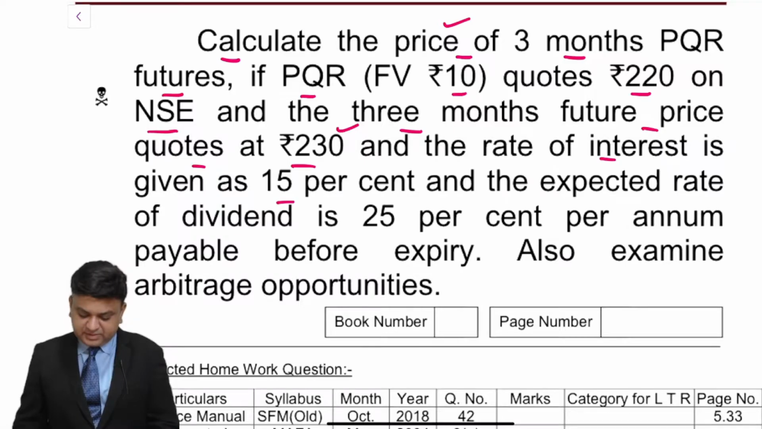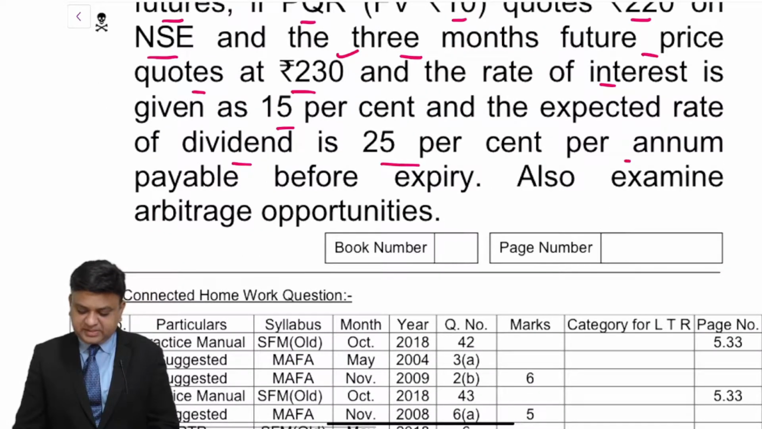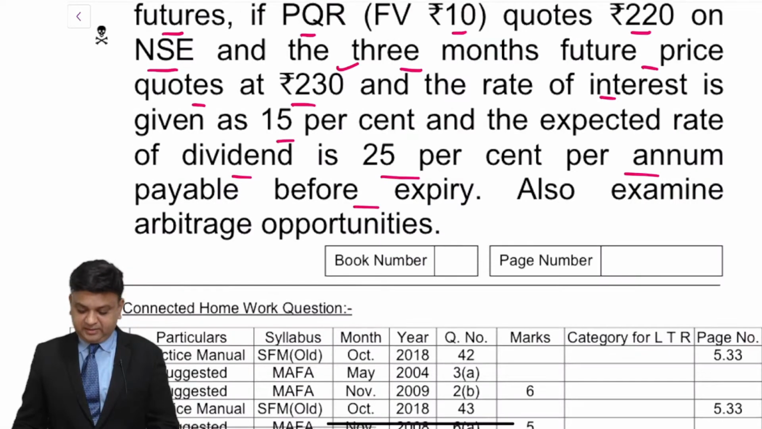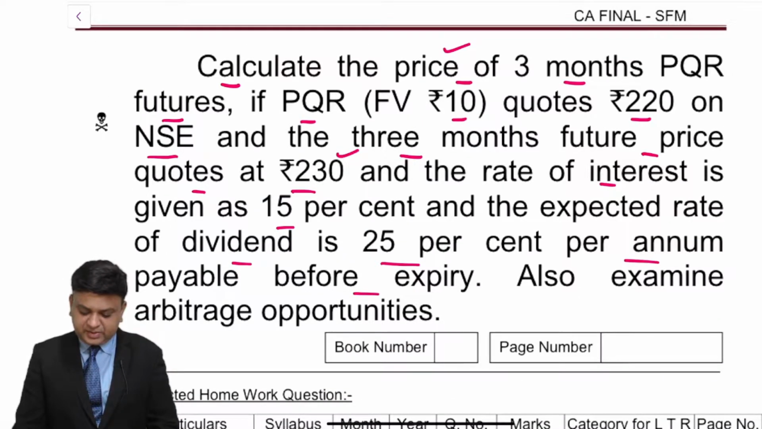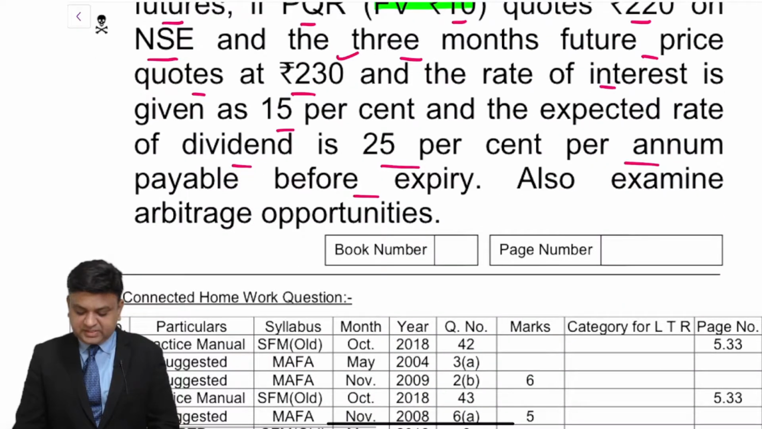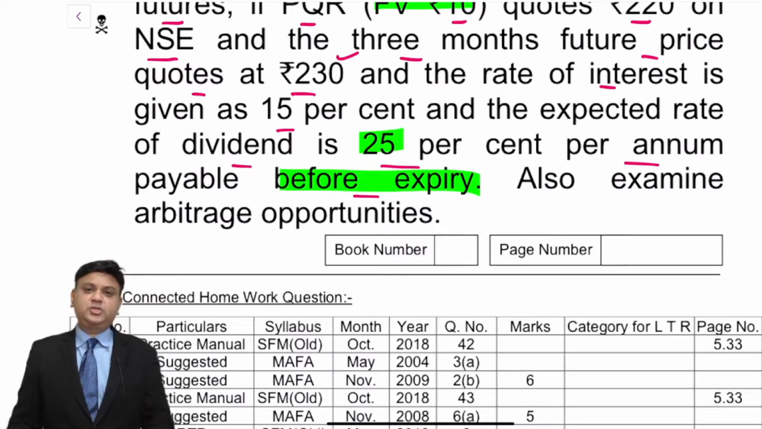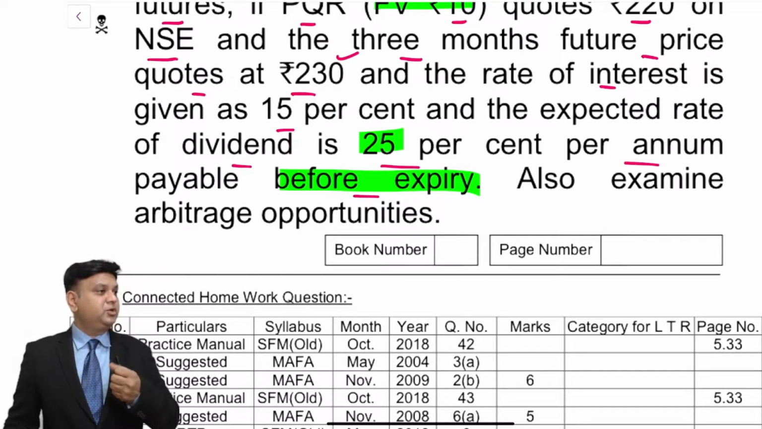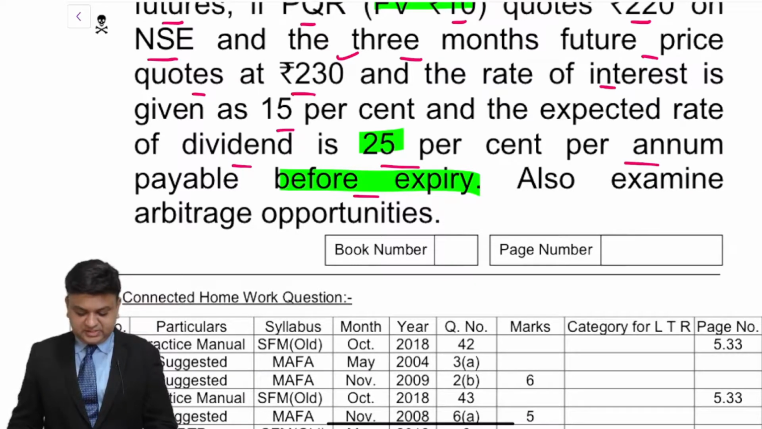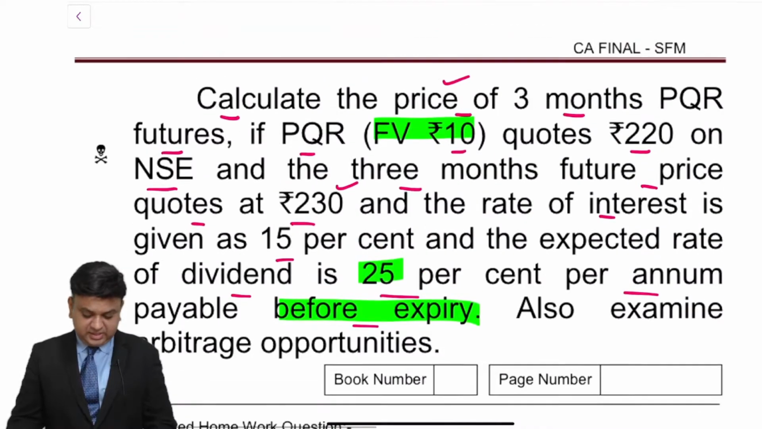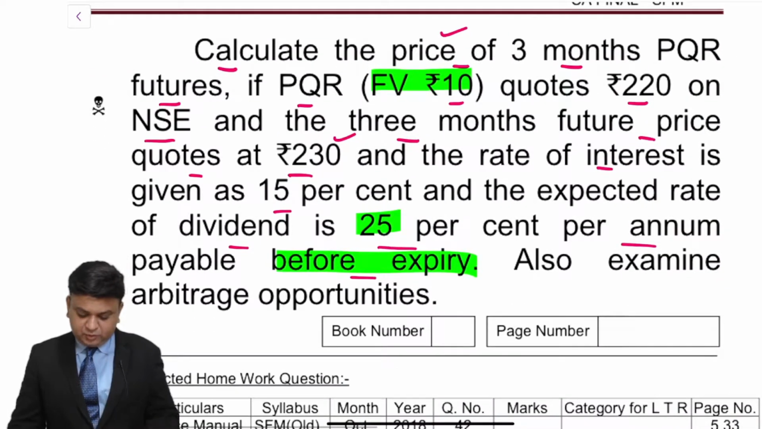Rate of interest is 15%, dividend is 25% per annum payable before expiry. What is the face value of the security? 10 rupees. What is the rate of dividend? 25%. So 2 rupee 50 paise before expiry means just before the futures contract is expiring, that is at the end of the period. So there is no need to compute the interest on dividend if at all we are following method number 1 for calculating the futures price. That is the first part of the question.